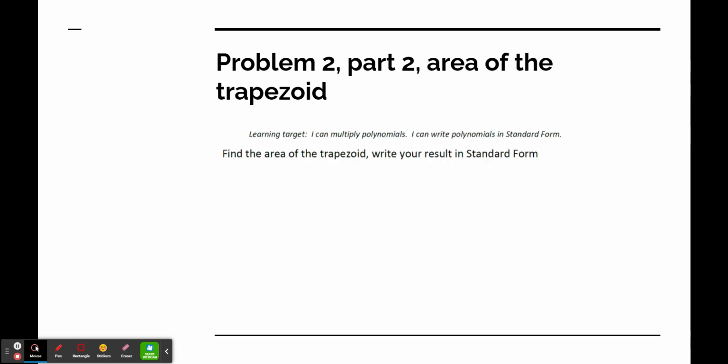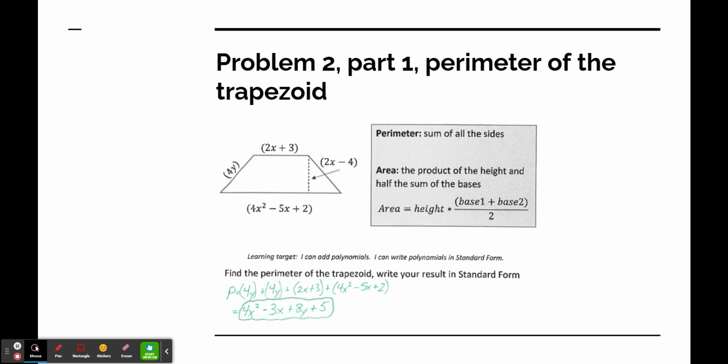Next thing we're going to do is find the area. So I'm going to go back and look at the area formula here. It is height times base 1 plus base 2 divided by 2. So if we follow order of operations, we're going to add the top and the bottom bases. Then we're going to divide that by 2 by dividing each term by 2. And then we're going to multiply that height, 2x minus 4, times the answer we get from base 1 plus base 2 divided by 2.